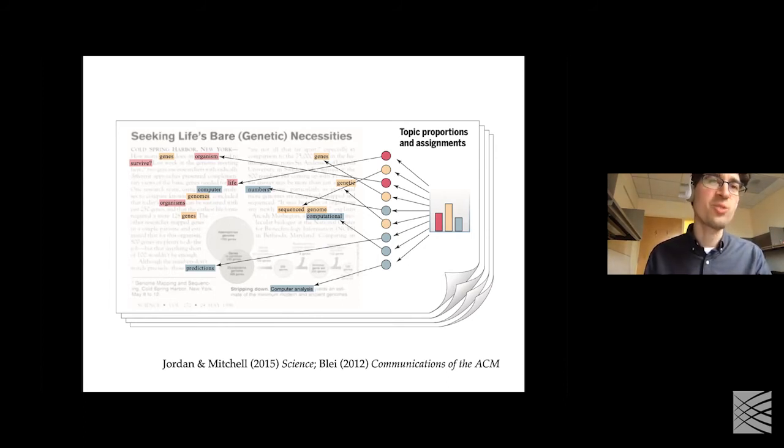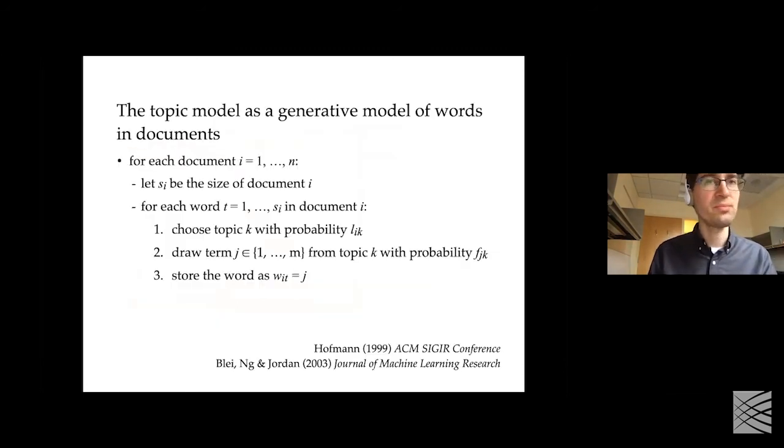Although I hesitate to use the word mixture because mixture can mean other things, particularly in probabilistic modeling. So perhaps it's more correct to think about this as what's sometimes called a grade of membership model, where rather than belonging to a single group or a single cluster, we have partial memberships to multiple groups or multiple clusters. And in this context, we call them topics. Okay, so that's a little bit of intuition.